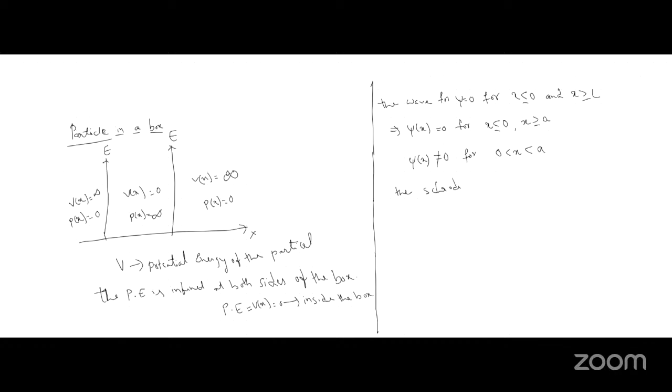The Schrodinger wave equation is minus h bar squared by 2m times d squared psi by dx squared equals E psi. This is the Schrodinger wave equation.